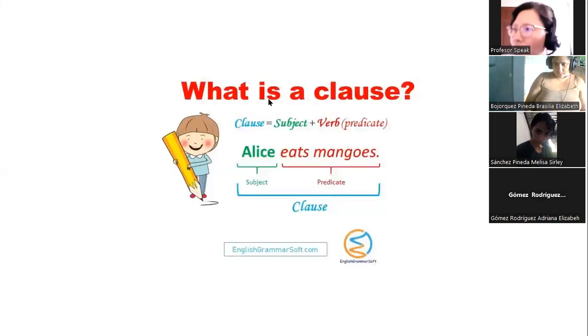¿Verdad? What is a clause? A clause is a chunk. Un chunk es un pedacito, ¿verdad? Que contiene subject and verb y a veces predicate. Entonces, prácticamente una cláusula es una frase que contiene sujeto y verbo. Esos son los dos elementos más importantes. Y a veces predicado, a veces no.